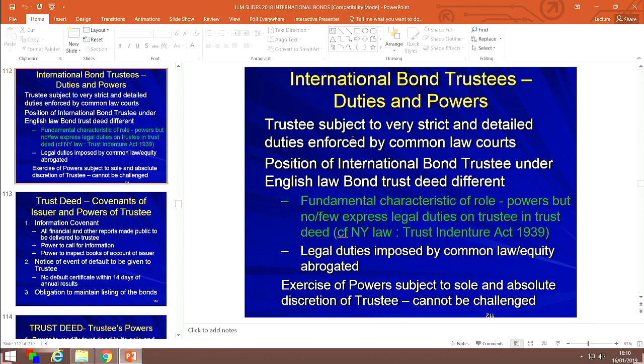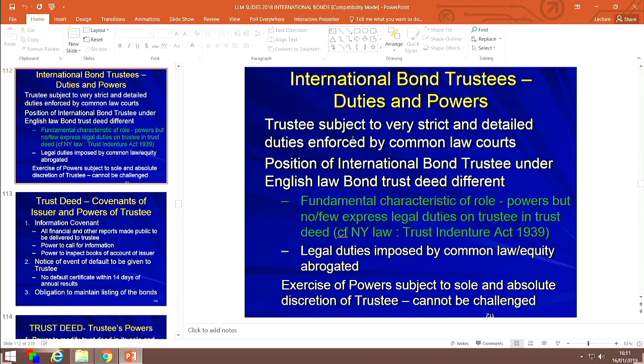The main reason why one says it's a different animal is that this trustee has either no duties or very, very few duties under the terms of the trust deed, if it's under English law. The trustee functions entirely on the basis of legal powers given to it in the trust deed. No legal duties.